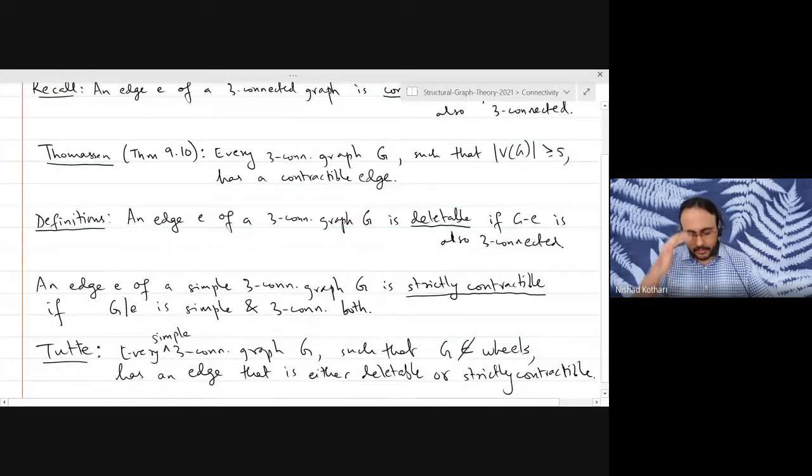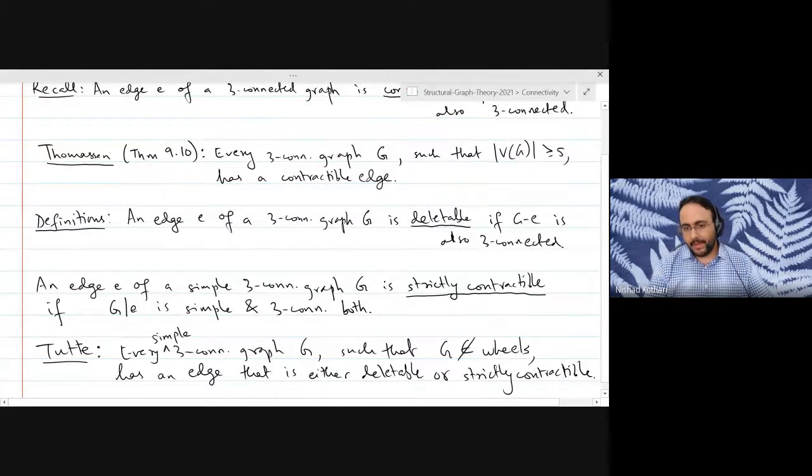So let's introduce two more definitions. An edge of a three connected graph is deletable if after deleting that edge, the graph is still three connected. Okay? Now you see, when you delete an edge from a simple graph, the resulting graph will always be simple. Okay? So if we find a deletable edge in a simple three connected graph, we are done. Tutte's theorem has been proved. But that's not true for contraction. If your graph is simple, contracting an edge may create multiple edges.